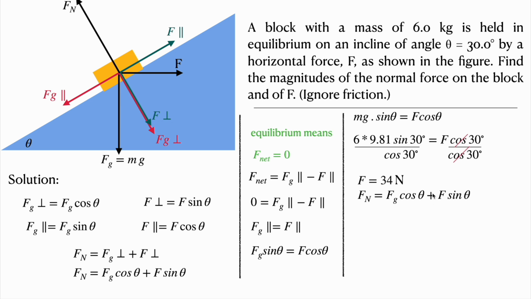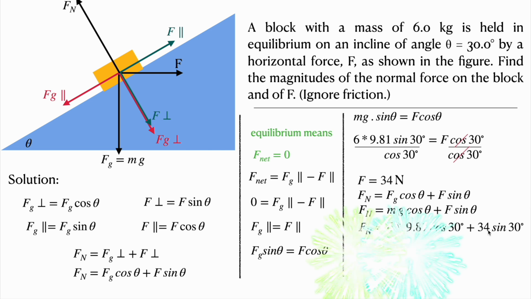Then we come back to this rule that we have. We bring it here, and now we have everything we need to find Fn. Fn is equal to mg cosine theta plus F sine theta. Plug in the values. Now we have F as 34, you see, we use that value here. And Fn is equal to 68 Newtons. So that's it. Thank you.